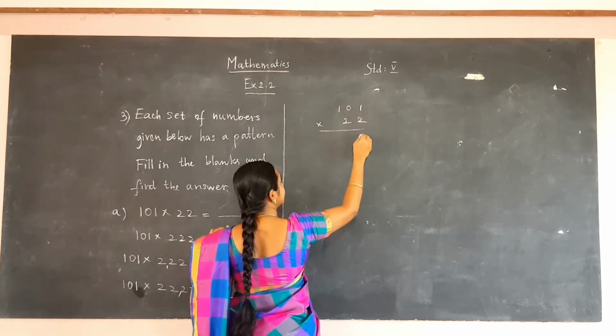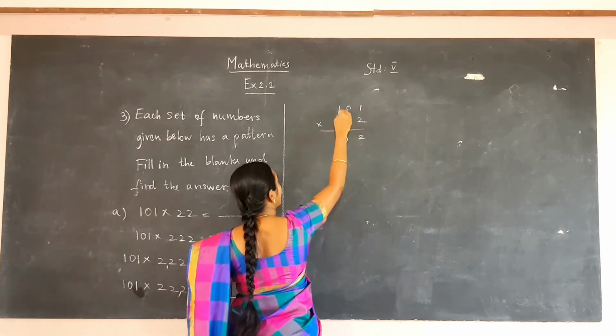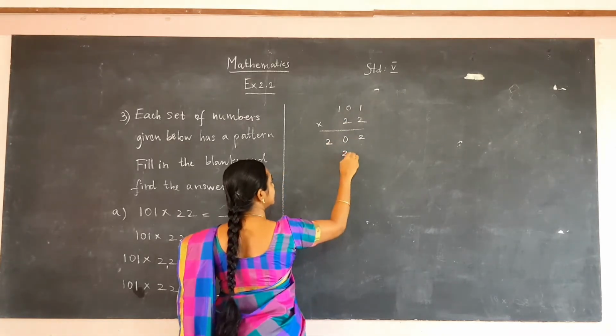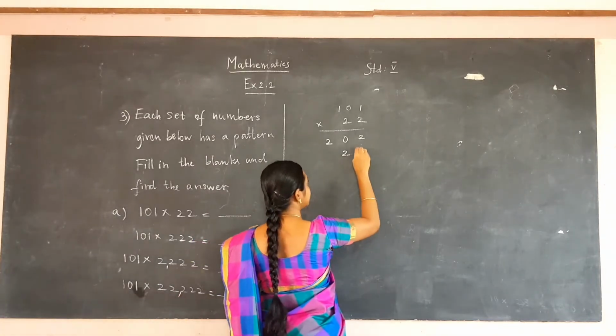1 into 2 will be 2. 0 into 2 will be 0. 1 into 2 will be 2. 1 into 2 will be 2. We have to start writing from the second place and put 0 in the first place.